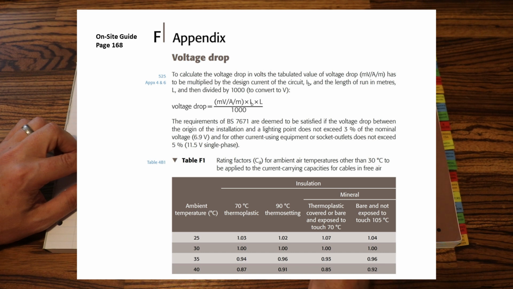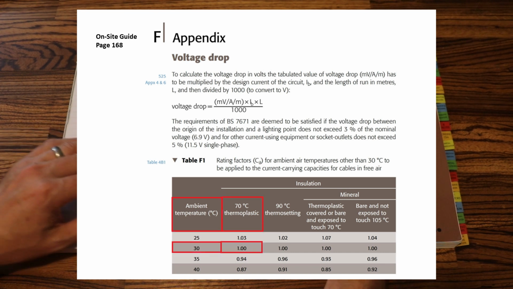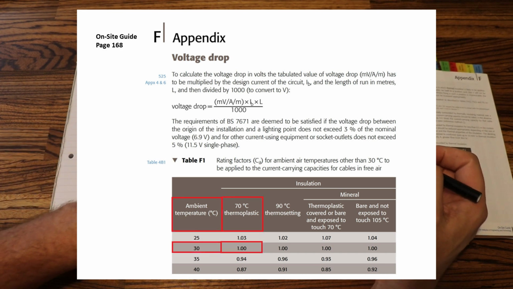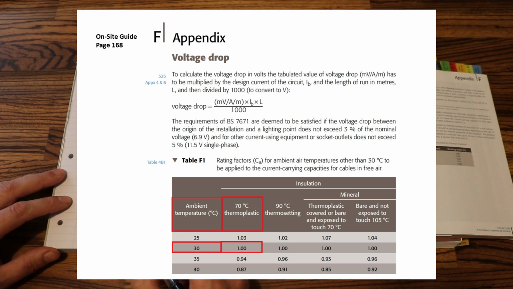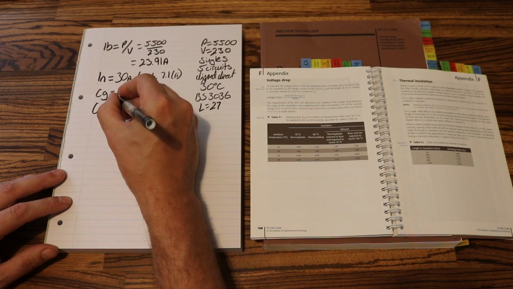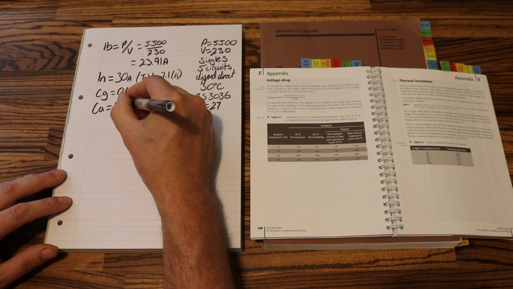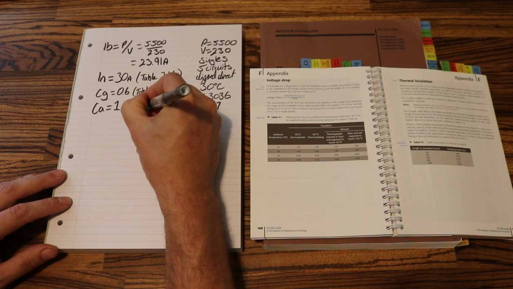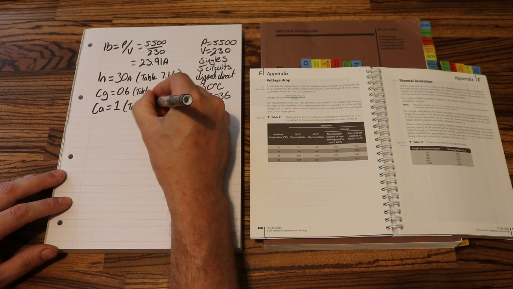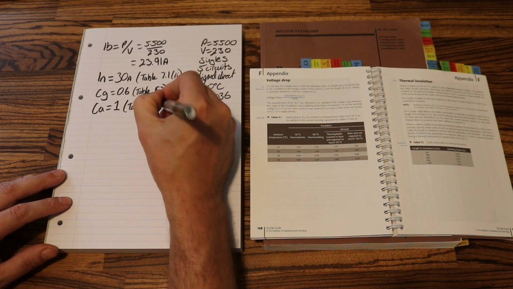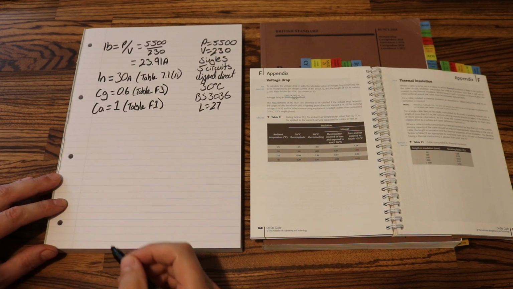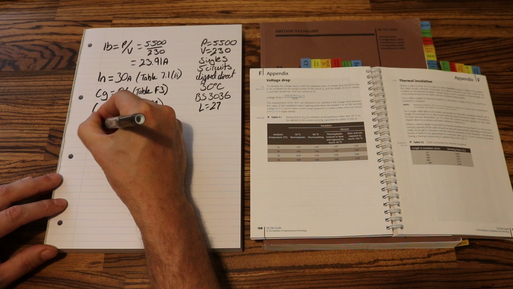So we're going to look at obviously column 2. And column 2, thermoplastic at 30 degrees is 1. So my CA equals 1. Reference to table F1. And the next C factor is going to be CF.